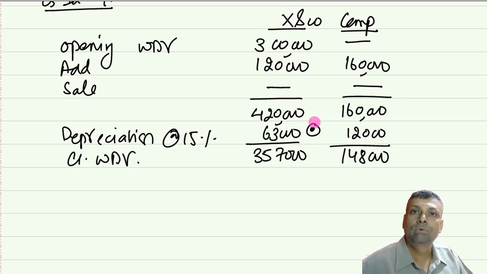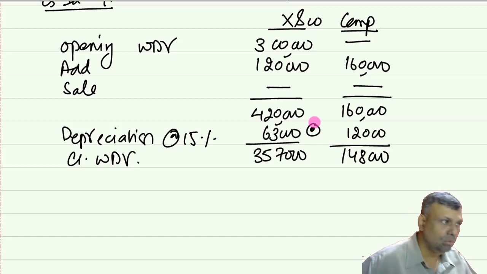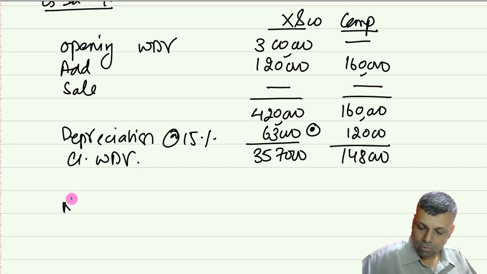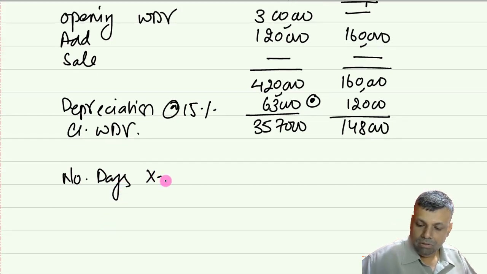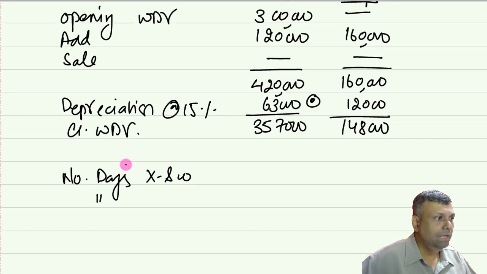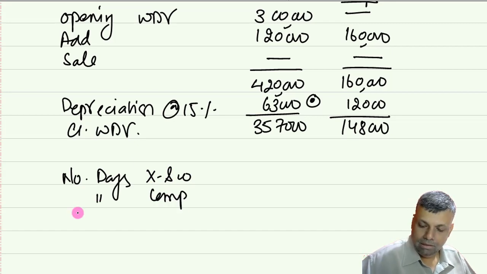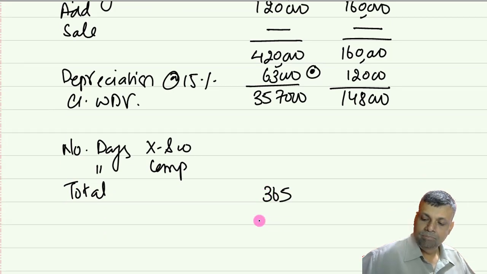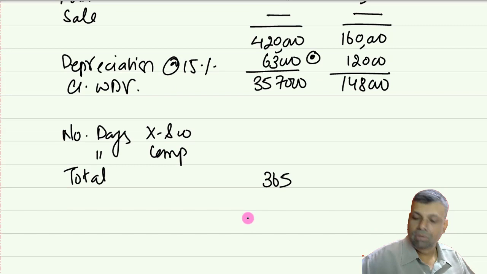So ultimately you have to divide the amount of 63,000 in the ratio of number of days, because for some portion of the number of days during the previous year this particular block was held by the X and company, and for some portion it was held by the company. I'll show you that particular provision, don't worry. But let's do that number of days working. Number of days by X and company, number of days by the company, and the total number of days, of course, during the year is going to be 365.